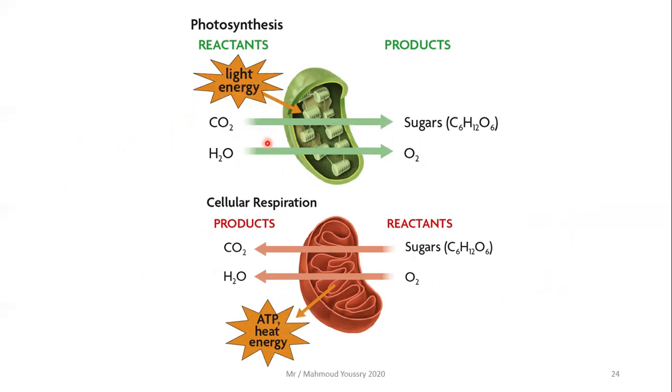The reactants, light energy or sunlight energy, carbon dioxide and water, go through the chloroplast. This is photosynthesis. It gives the products sugars and oxygen. In the mitochondria, this is cellular respiration, using sugars and oxygen to produce carbon dioxide and water. Also, we have ATP and heat energy.